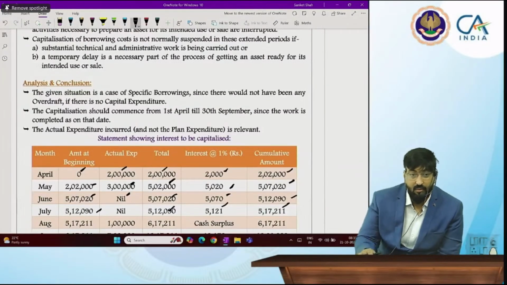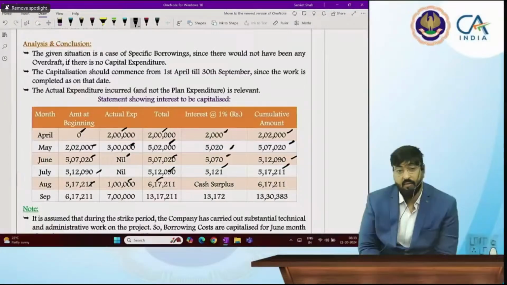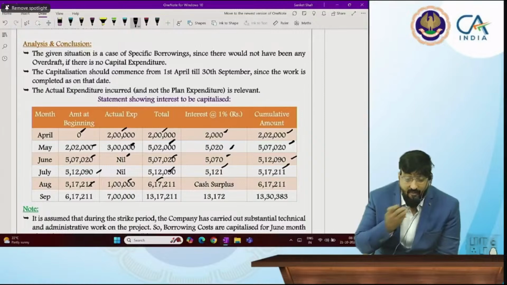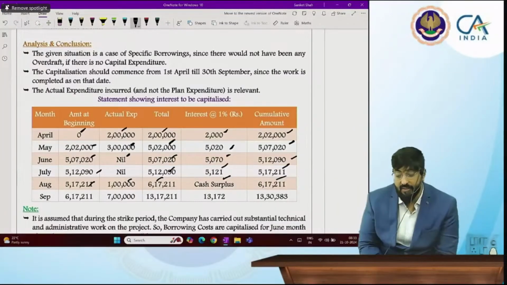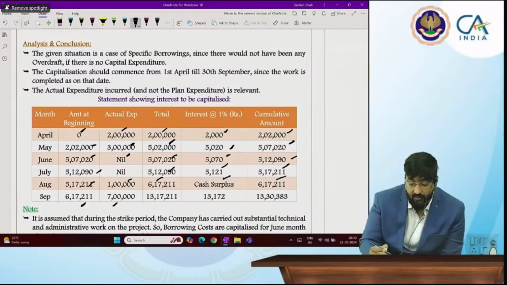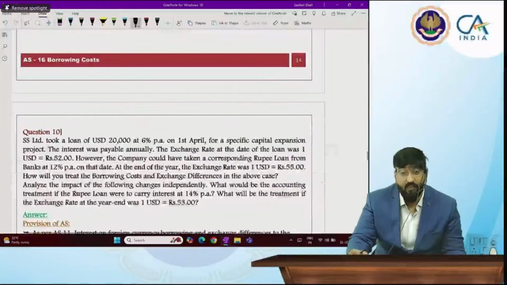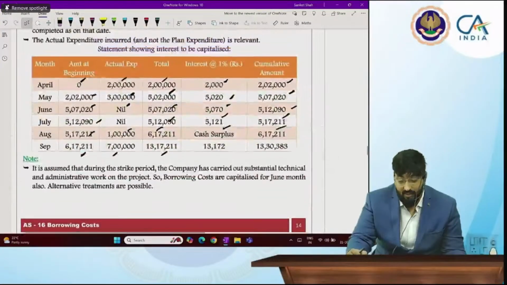Then in August there is a surplus. Surplus, right? So no interest, zero. And in September, 10 lakh OD. 17,211. Okay. But what is my sanction limit? What is my sanction limit?